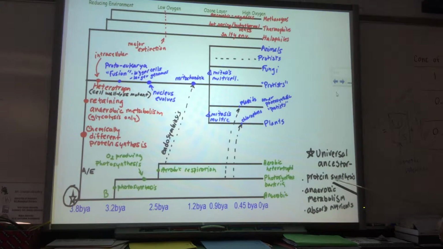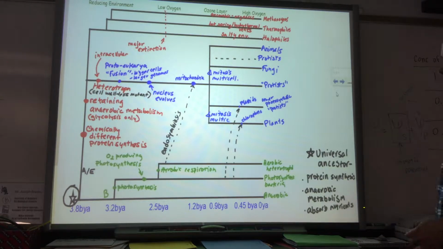Some key things that they were able to do was protein synthesis, because all life on Earth does protein synthesis. They were anaerobic, so they metabolized using something other than oxygen, and they absorbed nutrients, which means they didn't take anything into their cell that had to be first processed. Any breakdown of materials happened outside the cell.